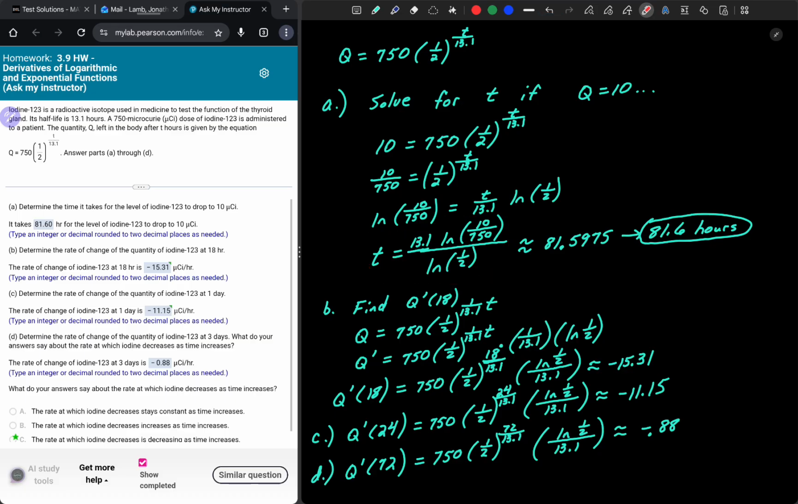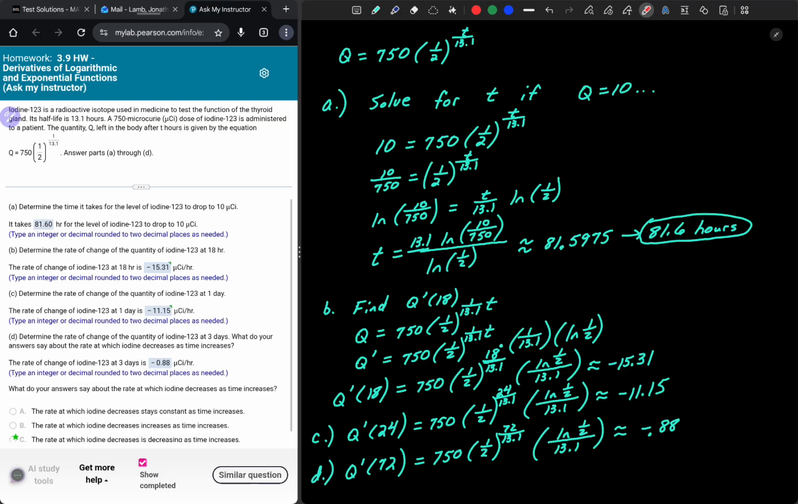And then when I typed that into the calculator to get a decimal answer, I got 81.5975. Of course, it kept on going. This is an irrational number. The page is wanting us to round to the first decimal place. So that would just be 81.6 hours. So after 81.6 hours, the amount still present in the body would be a measurement of 10.